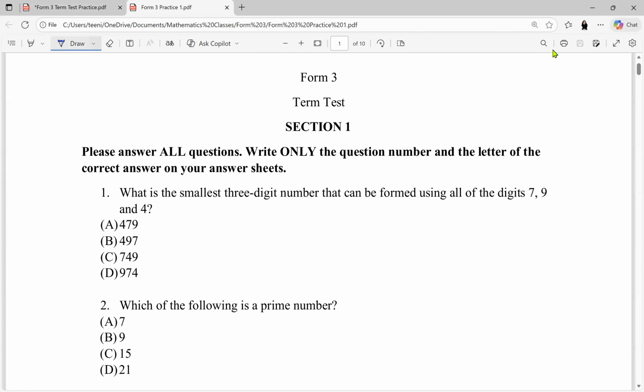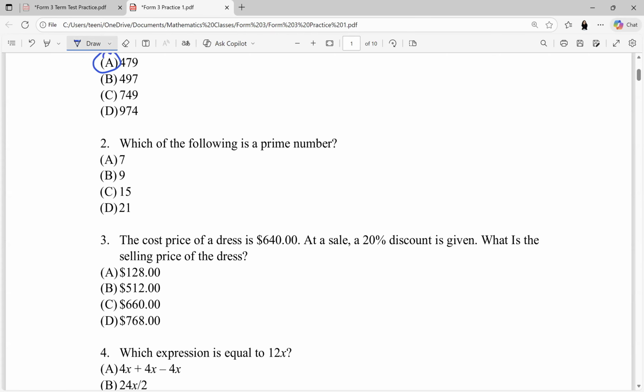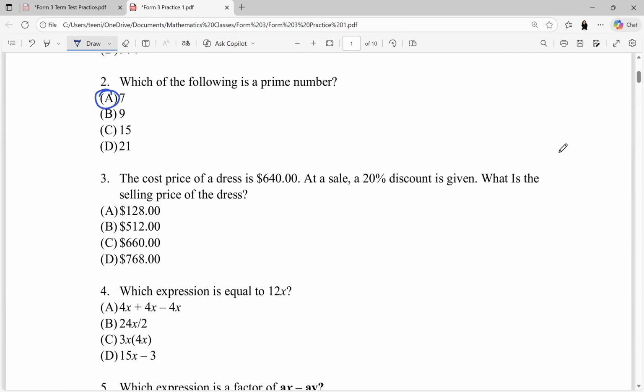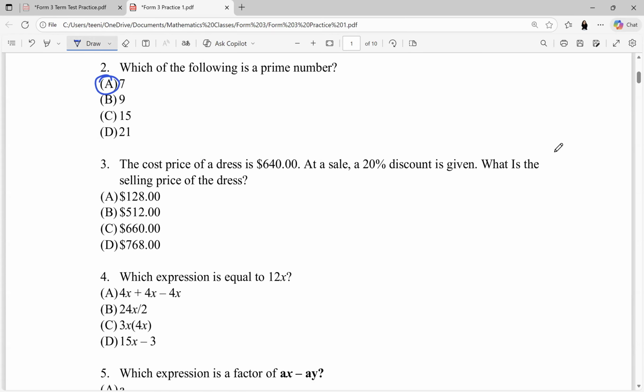The first answer was E. B. The following, which of the following is a prime number, is A as well. Okay. Soraya, tell me for number three, what was the answer for number three? B, $512. Anybody else got $512?